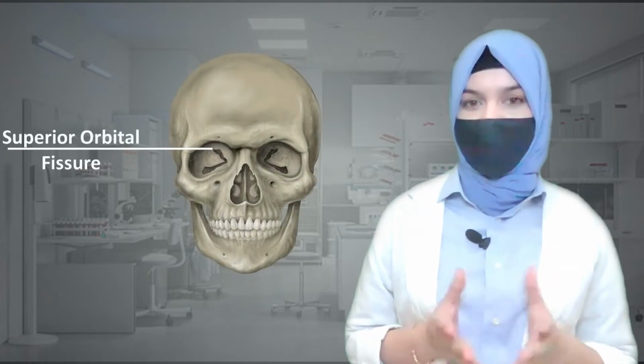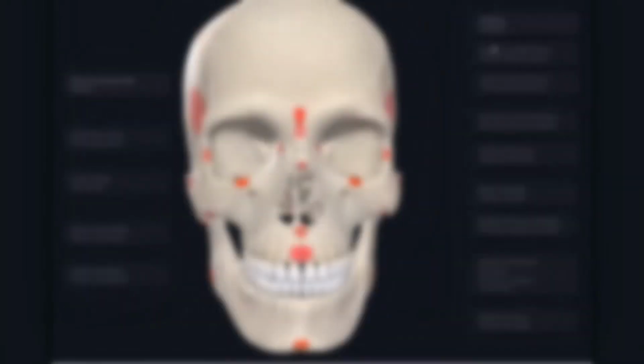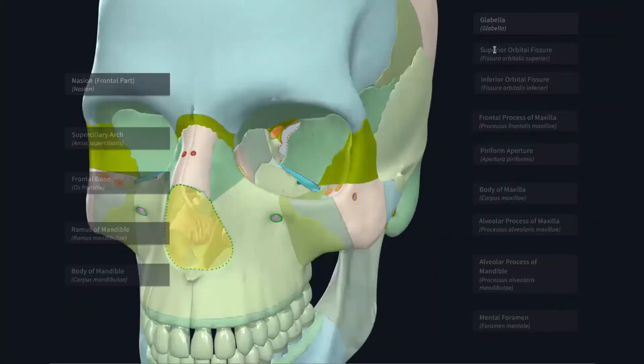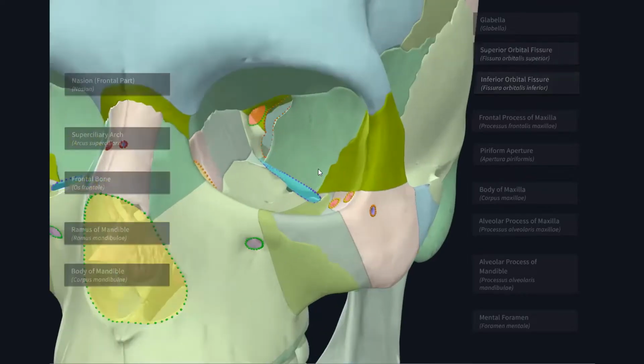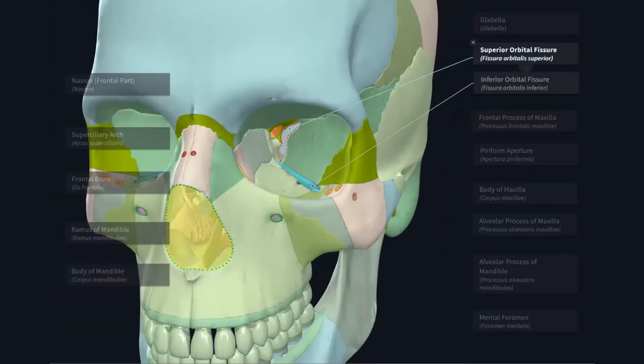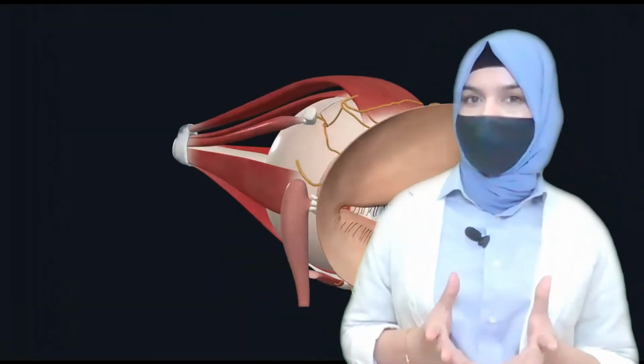Right next to the nasion, we have the superior orbital fissure. Superior orbital fissure lies along the posterior wall of the orbit. It is located lateral to the optic canal and superior to the foramen rotundum. It allows the passage of different structures, which we are going to memorize with a mnemonic.